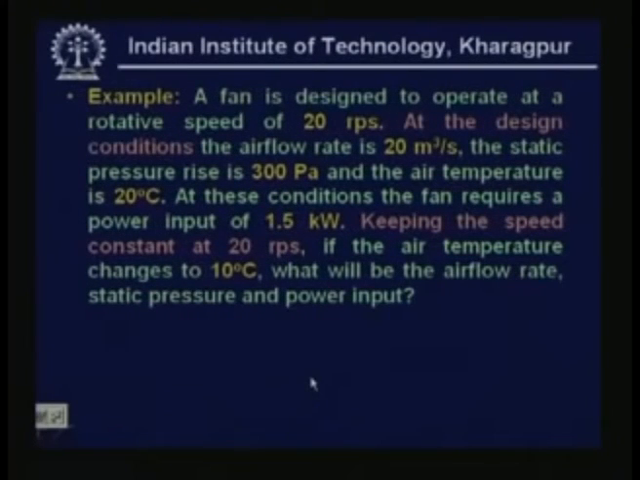Example: a fan is designed to operate at a rotative speed of 20 revolutions per second, and at the design conditions the air flow rate is 20 meter cube per second. The static pressure rise is 300 Pascal and the air temperature is 20 degrees centigrade. At these conditions the fan requires a power input of 1.5 kilowatt. Keeping the speed constant at 20 rps, if the air temperature changes to 10 degrees centigrade, what will be the air flow rate, static pressure rise and power input? So, how do we do this?